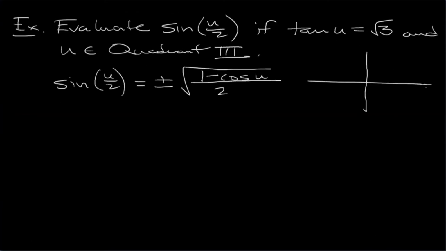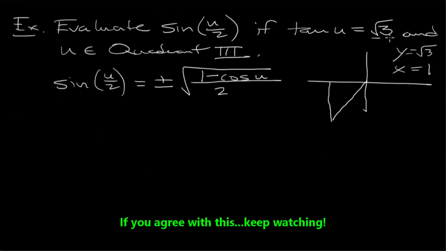I know that tangent of u, and it says u's in quadrant 3. So u is here. Tangent is y over x. So this means that my y value would be square root of 3 and my x value would be 1, because this is like square root of 3 over 1. And then I can use this information to solve for r.